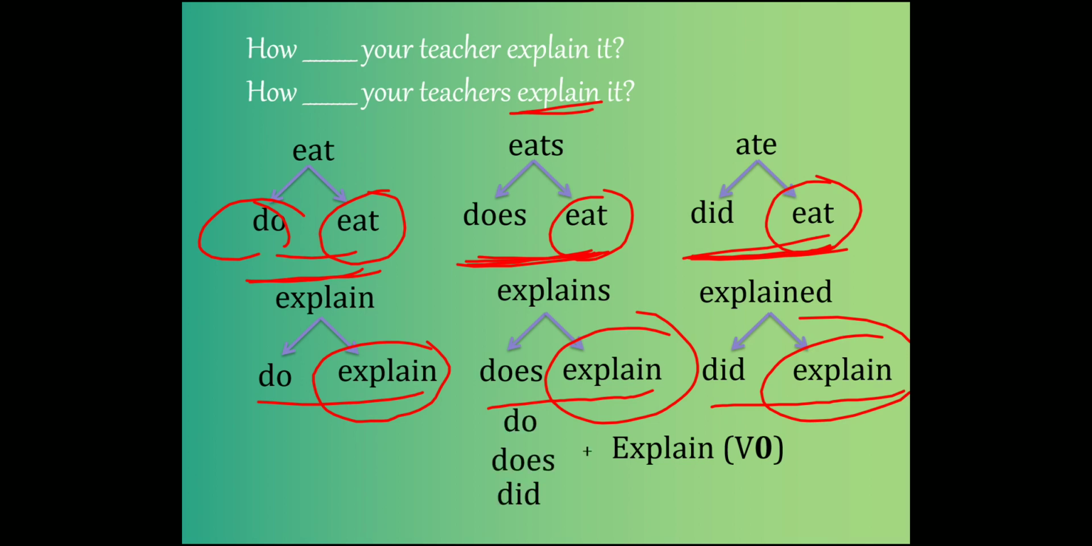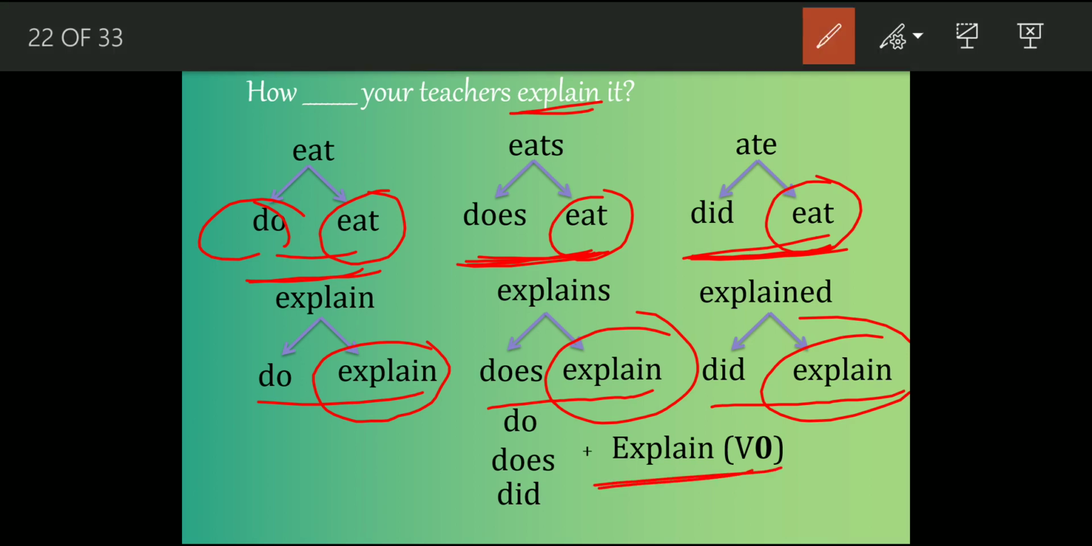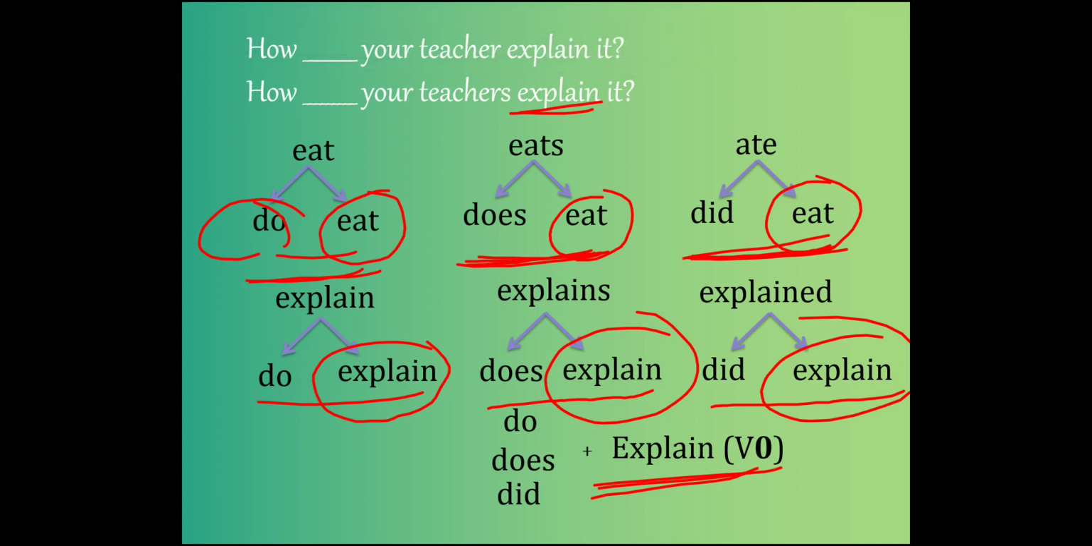So with do forms, do, does or did, we always use the base form of the verb. Again, we cannot use explains. Again, we cannot use did explained. Right? I did not ate is wrong. Whenever we use did, again I cannot use ate. I did not eat. She did not explained? No, she did not explain. So whenever we use do forms, we have to use the base form of the verb, and the other forms of verbs cannot be used. Is it clear? Let's go to the next slide.